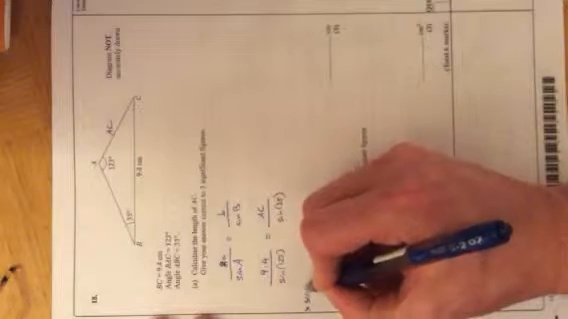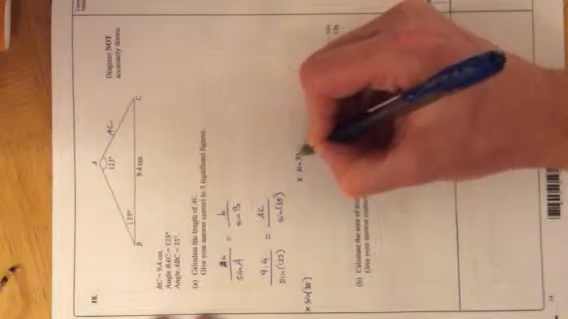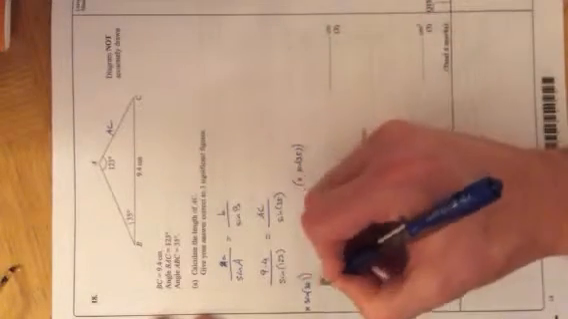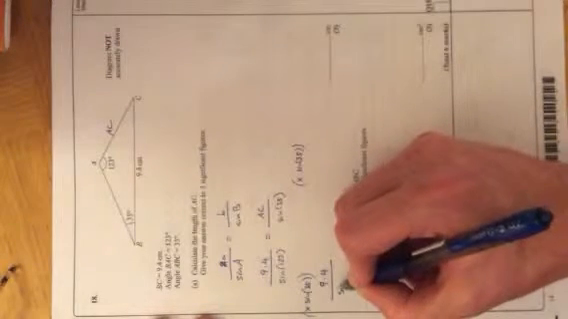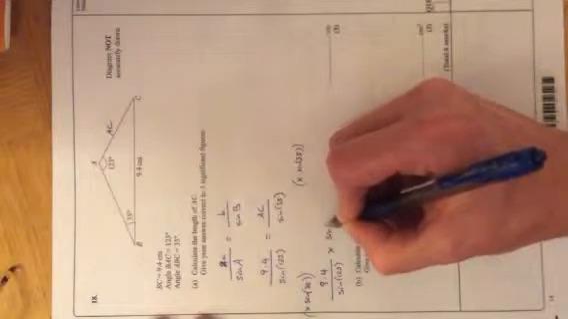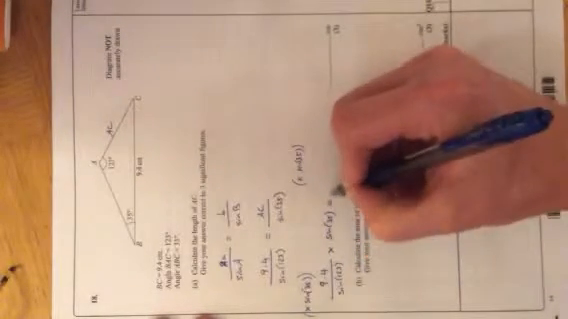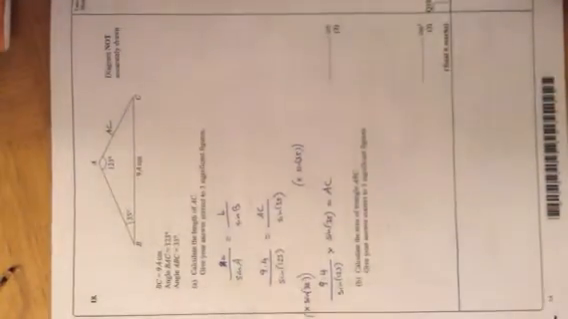Whatever I do to one side I have to do to the other, so I'm going to multiply both sides by sine 35 in order to undo that division. 9.4 divided by the sine of 123 degrees, all multiplied by the sine of 35 degrees, will give me the answer AC. Some careful use of calculator, put the brackets in the right place, and you should get your answer.